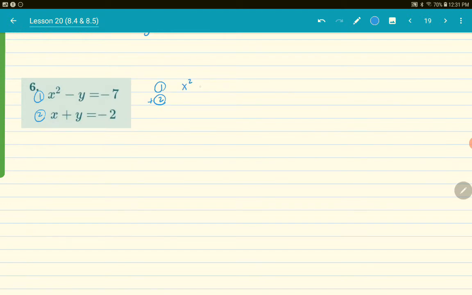And I get x squared minus y equals -7 for equation 1. And equation 2 is x plus y equals -2. So I get x squared plus x, my y's cancel, and I get -9. Okay, so to solve a quadratic, I have to set that equal to 0. So I add 9 to both sides. And then to solve this quadratic, this one doesn't factor. There's no 2 numbers that will multiply to 9 and add to 1. So I have to try the quadratic formula. So it does not factor.